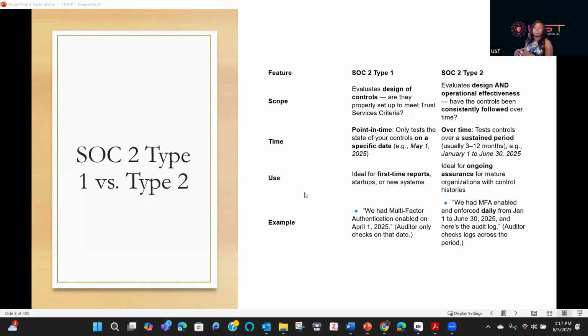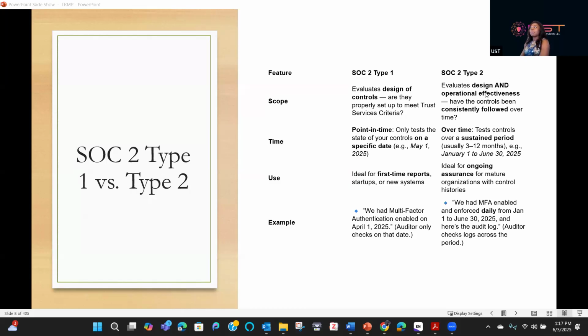But talking about SOC 2 Type 1 report and SOC 2 Type 2 report, what's the difference? Why would an organization want to go for a Type 1 or a Type 2 report? Let's try to understand this better. So first, as we talk of the scope for a SOC 2 Type 1 report, it evaluates design of controls. Are they properly set up to meet the trust service criteria? Remember, there are 5 of them: confidentiality, integrity, availability, security, and privacy.